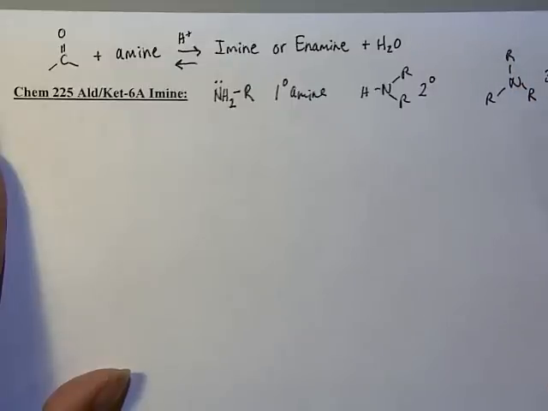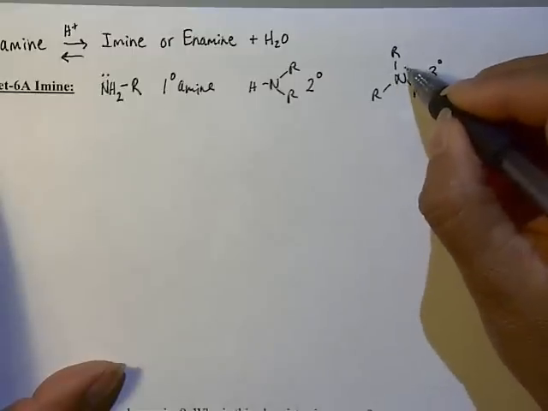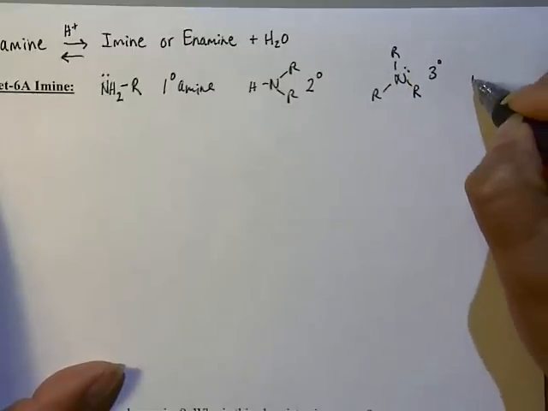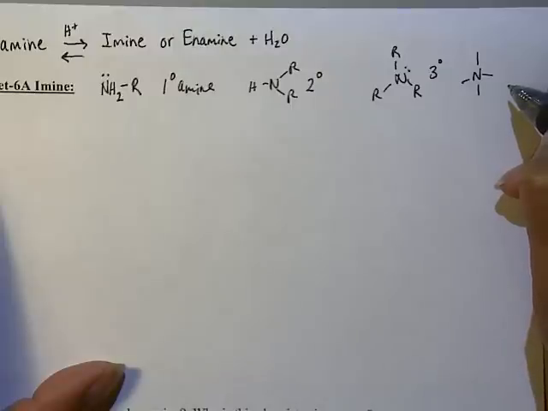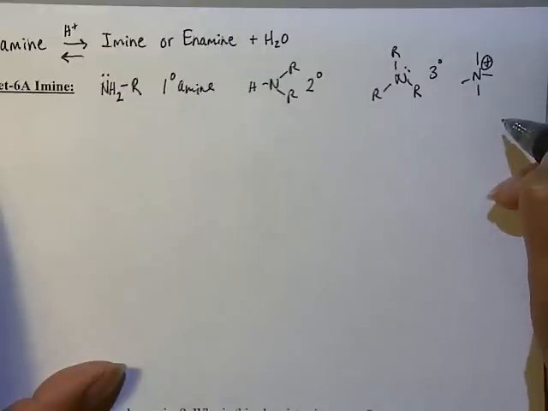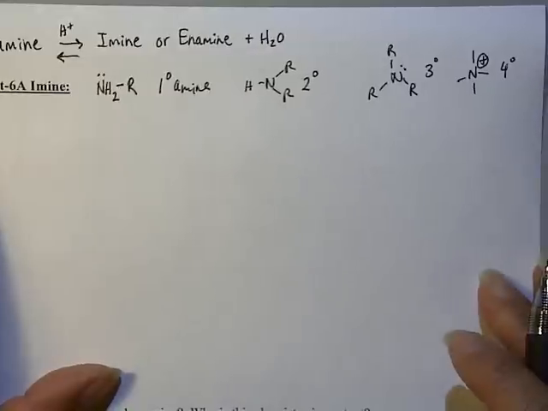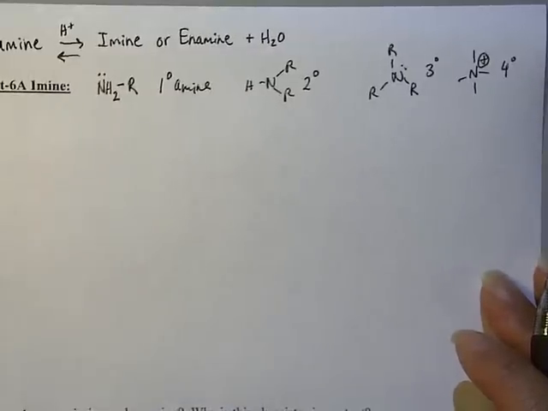And then if I have a nitrogen with the most number of R groups, which would be 3, this would be a tertiary amine. And if you go even further and substitute the lone pair on the nitrogen, and you have 4 groups on the nitrogen, it would have a plus charge on it, right? And that is a quaternary ammonium salt, all right?